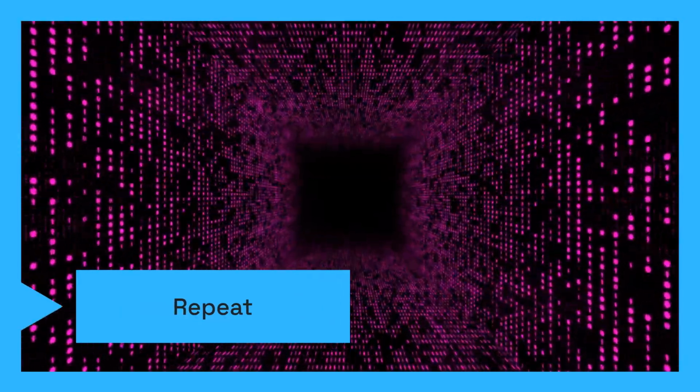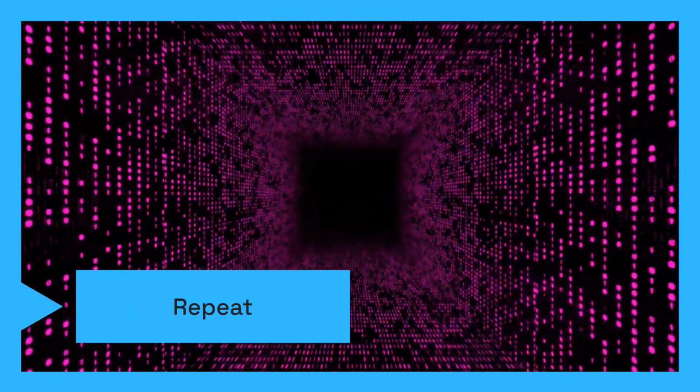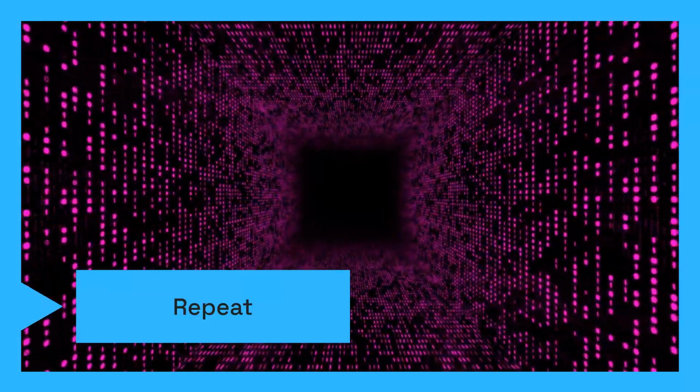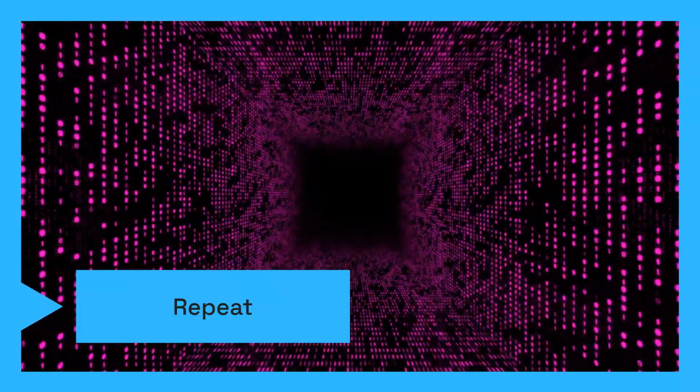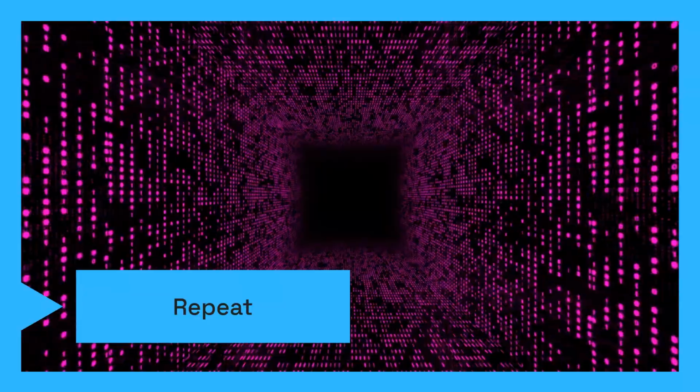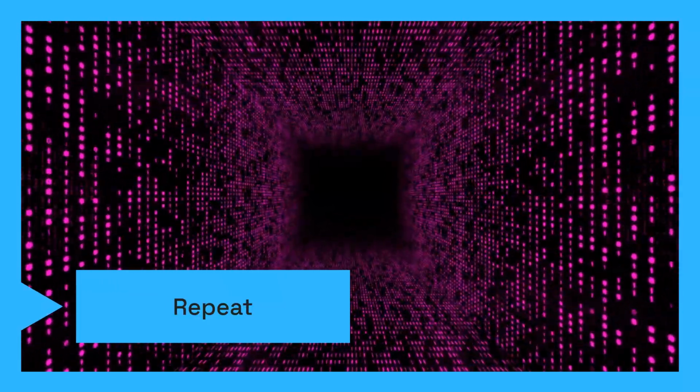This cycle of guess, check, and adjust is repeated thousands, often millions of times, using millions of different house examples until the model's errors are tiny and its predictions are highly accurate. Repetition is key to mastering the data.